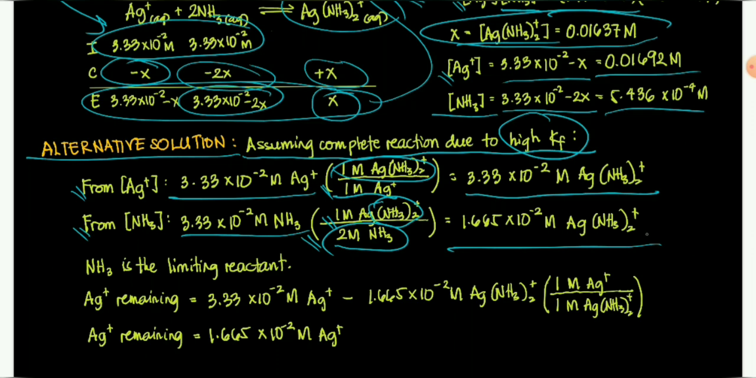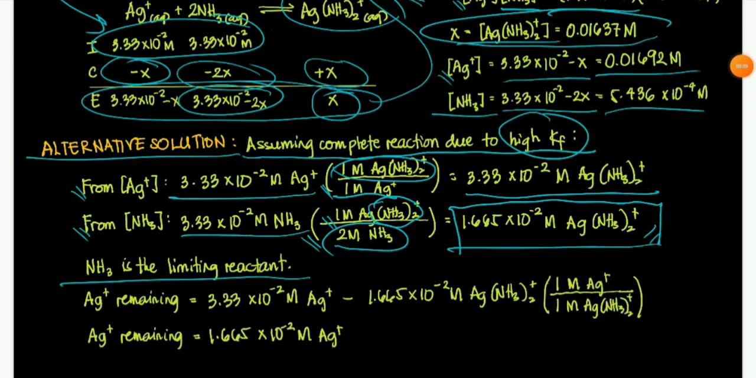cation. Since the amount we calculated from ammonia is smaller, ammonia is now the limiting reagent. Because we calculated less, that is all that can be produced given the amount of ammonia. Okay? So this will also be our predicted amount of diamine silver plus. Okay? So since our ammonia is the limiting reactant, we will assume that ammonia is completely consumed after the reaction. So this will be basically 0.00 molar after the reaction.